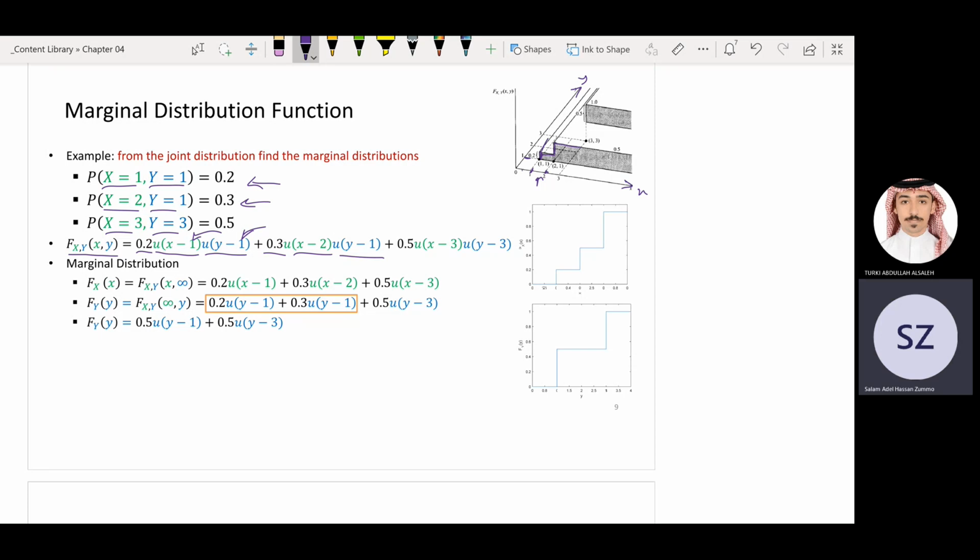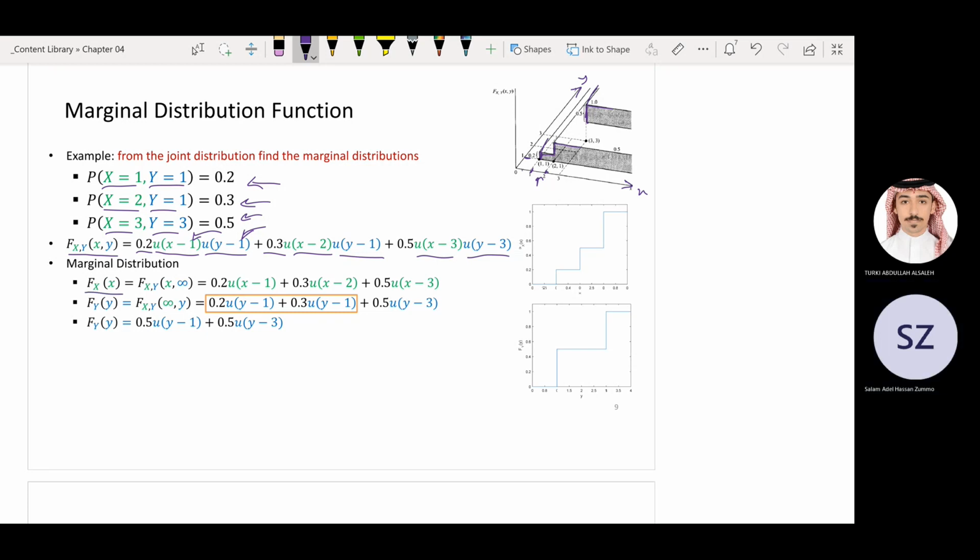And then it stays the same until we reach x equal 3 and y equal 3, where we have a 0.5. In this case, there will be another step function of 0.5 magnitude in x and y, which is a step function at x equal 3 and y equal 3. Okay. Now, if I want the marginal, what does the marginal say?